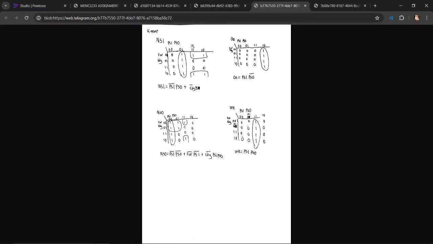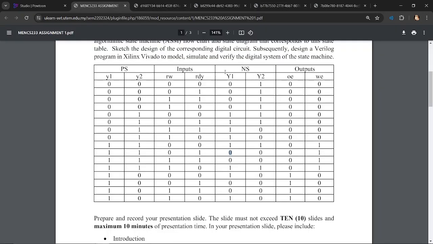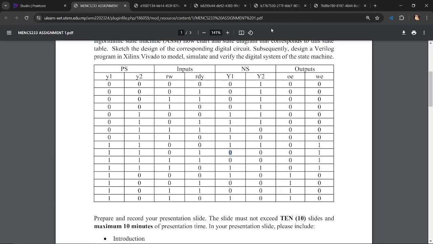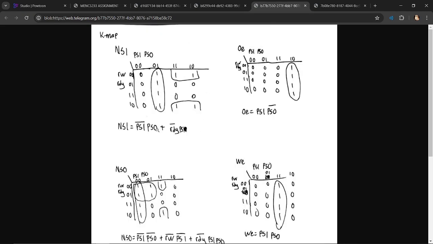Let's move on to the K-map. We can construct this K-map by looking at the table here. My representation: NS1 is Y1, NS0 is Y2, and then outputs OE and WE. I can circle based on the criteria, and this is the output. NS1 equals PS1 not PS0 or RDY not PS1.